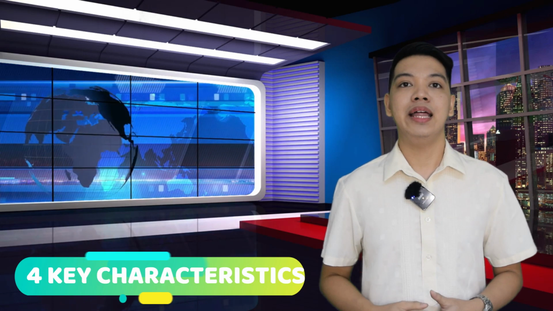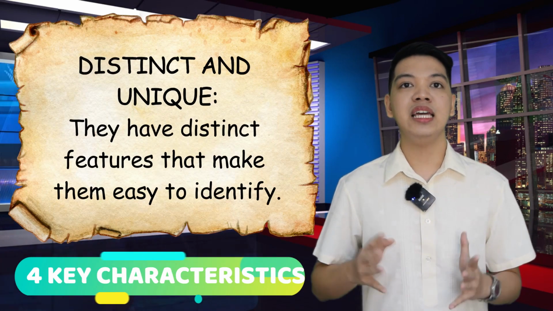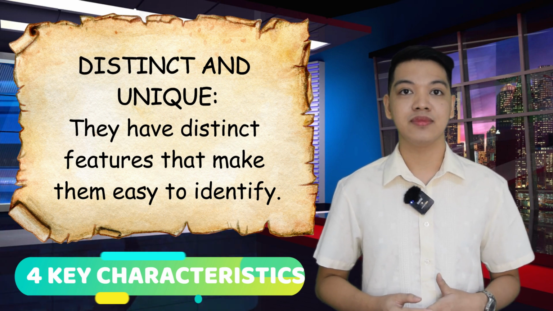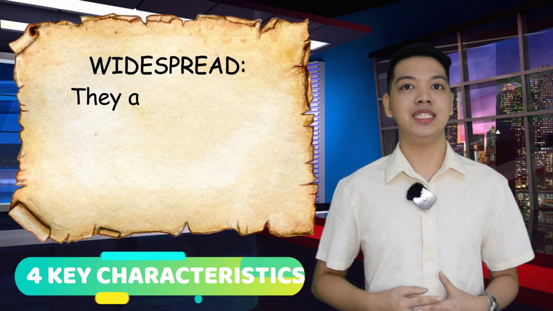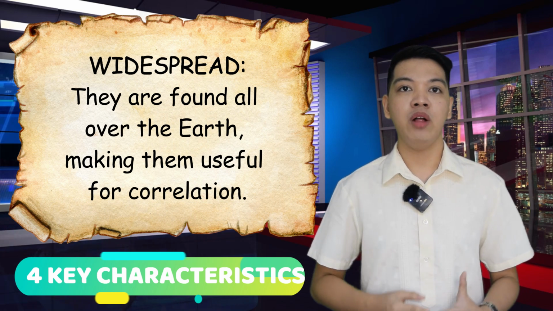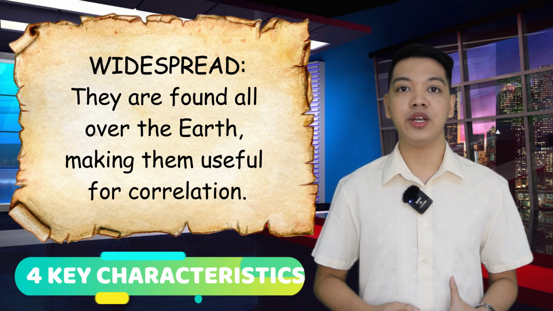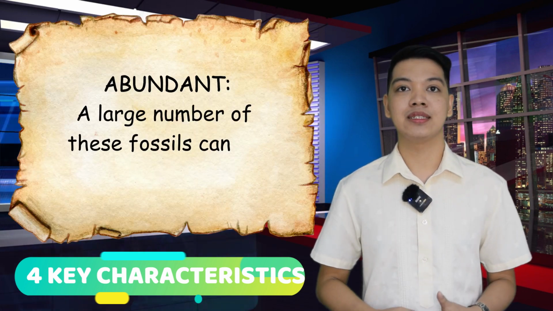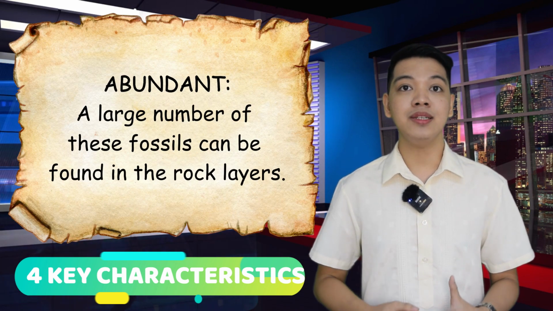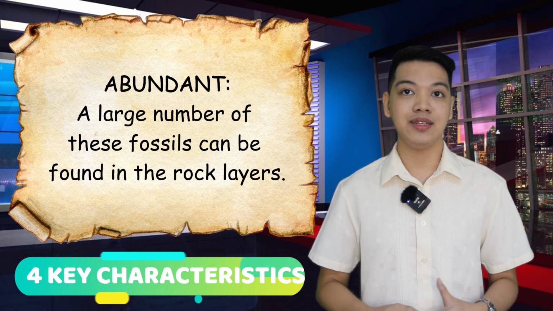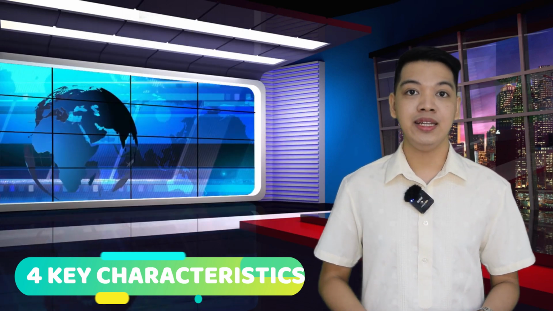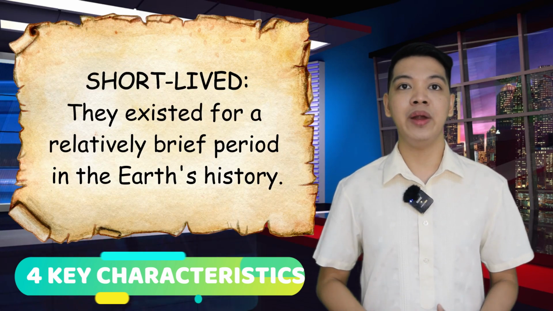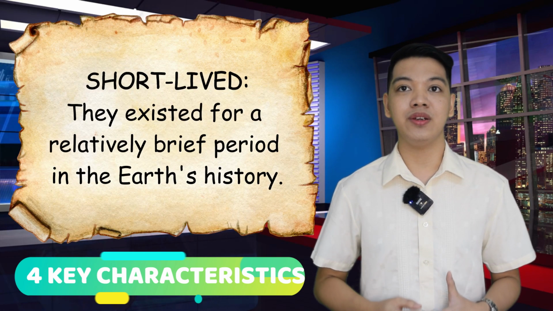Number 1, distinct and unique. They have distinct features that make them easy to identify. Number 2, widespread. They are found all over the Earth, making them useful for correlation. Number 3, abundant. A large number of these fossils can be found in the rock layers. And finally, number 4, short-lived. They existed for a relatively brief period in the Earth's history.